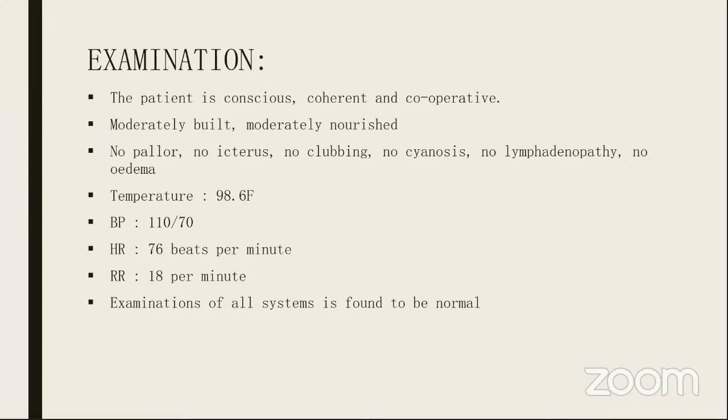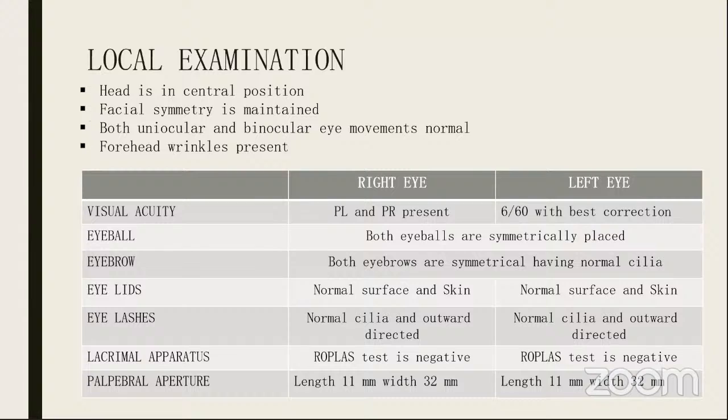On general examination, the patient is conscious, coherent, and cooperative, moderately built and moderately nourished. No pallor, icterus, clubbing, cyanosis, significant lymphadenopathy, edema. All the vitals and examinations of all the systems are found to be normal. On local examination, head is central in position with no compensatory head tilt. Facial symmetry is maintained. Both uniocular and binocular movements are normal, and forehead wrinkles are present.